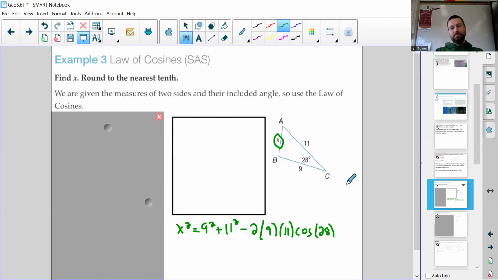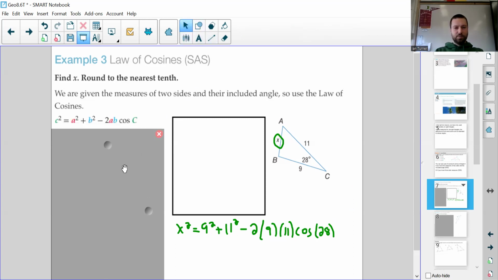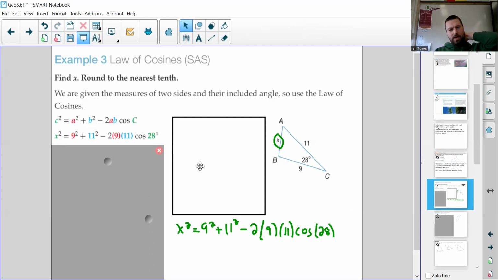That is how you set it up. Okay? I'm going to double check. I think I got that right because I'm smart, but I'm just double checking. Yeah. Okay, so there we go. So I set it up the right way.